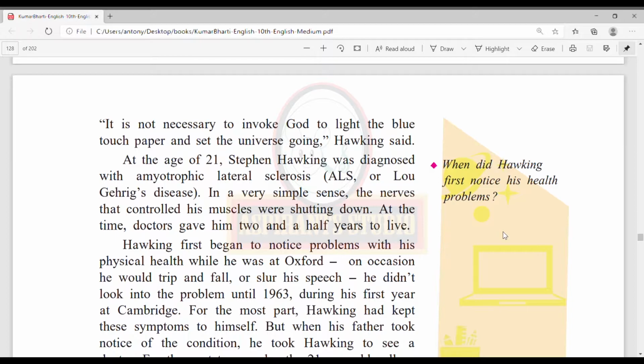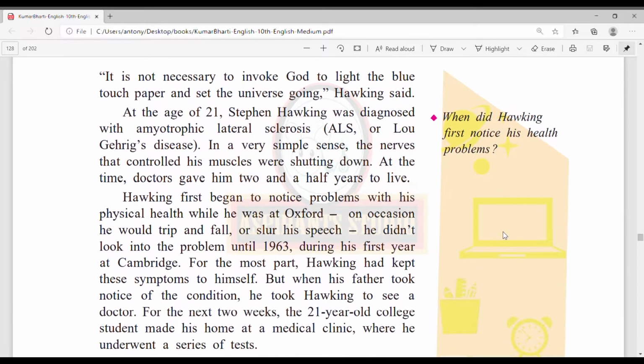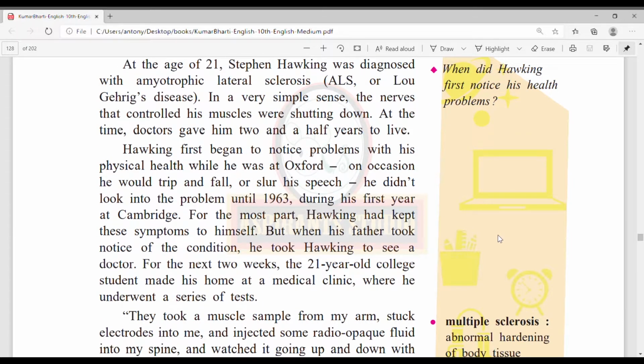At the age of 21, Stephen Hawking was diagnosed with amyotrophic lateral sclerosis (ALS), or Lou Gehrig's disease. In a very simple sense, the nerves that controlled his muscles were shutting down. At the time, doctors gave him 2.5 years to live.